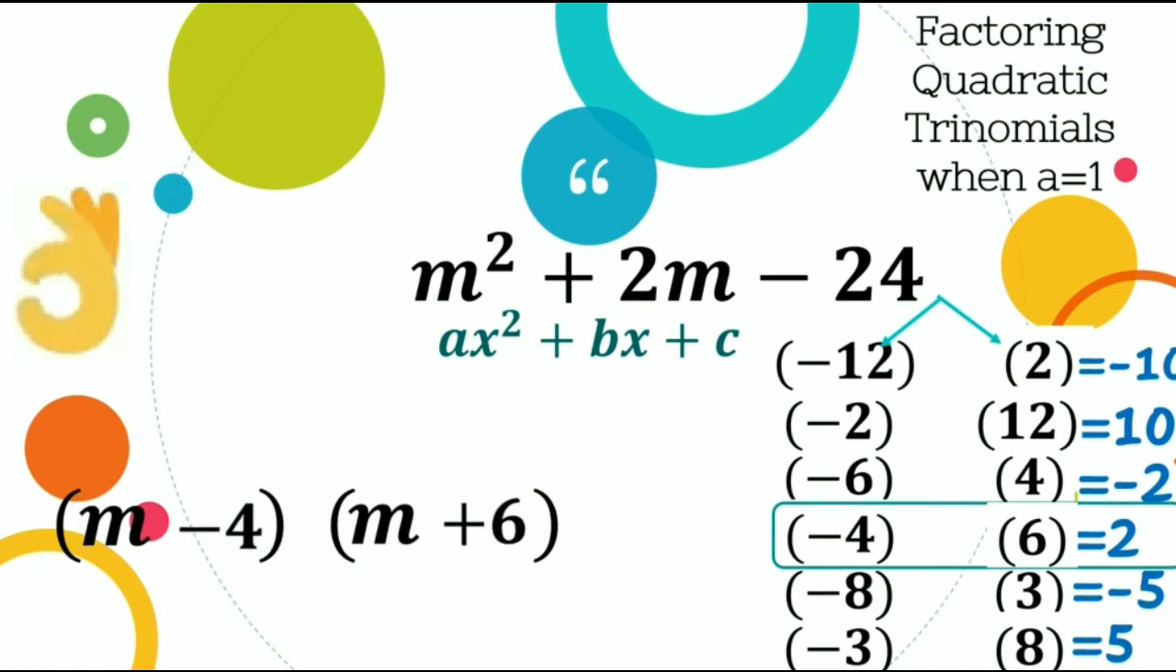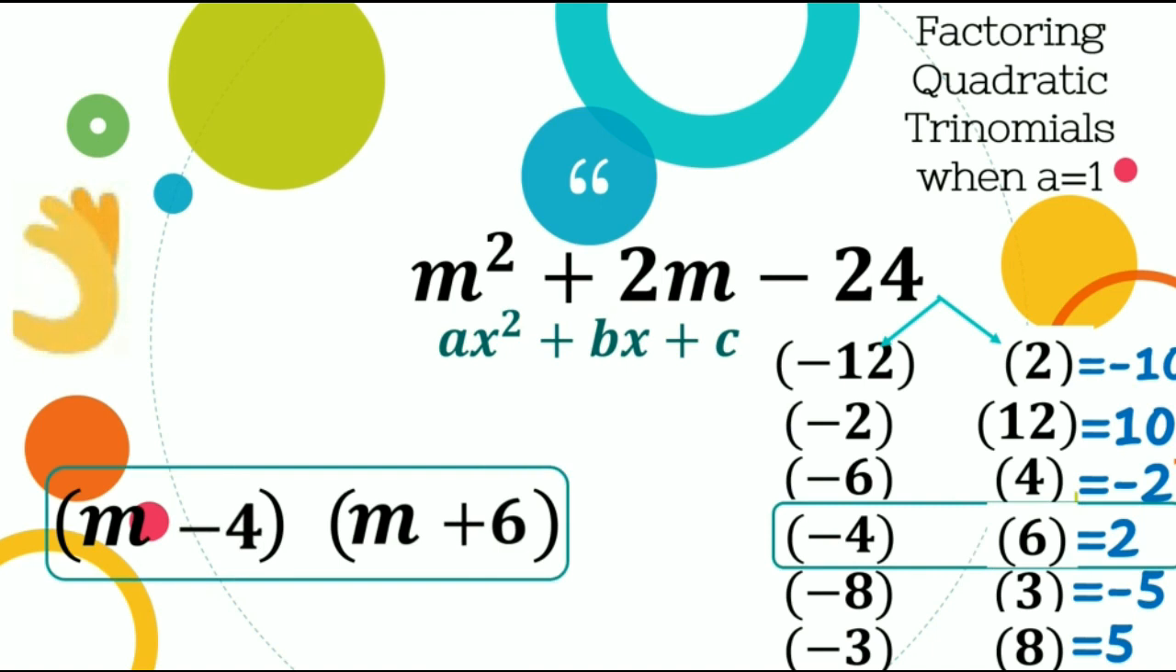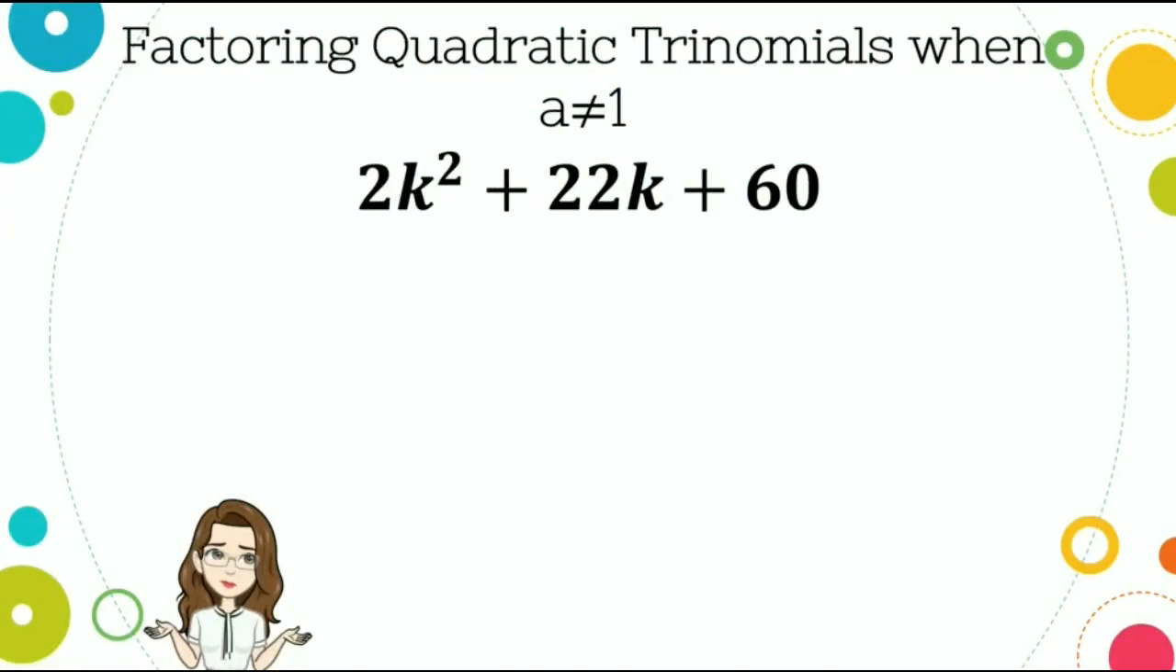Therefore, the factors of m squared plus 2m minus 24 is m minus 4 times m plus 6. Next, let us have factoring quadratic trinomials when a is not equal to 1. Our given is 2k squared plus 22k plus 60.